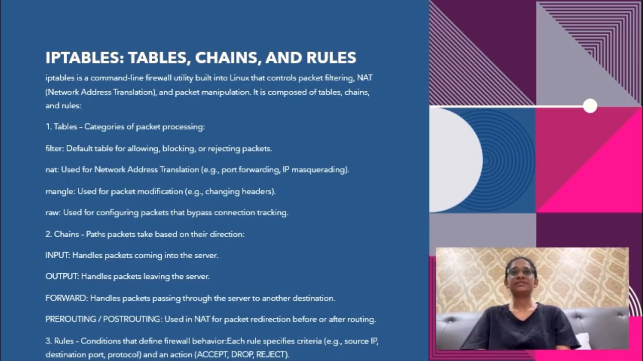Second, chains, the paths packets take based on their direction. Input handles packets coming into the server. Output handles packets leaving the server. Forward handles packets passing through the server to another destination. Pre-routing or post-routing used in NAT for packet redirection before or after routing. Third, rules, conditions that define firewall behavior. Each rule specifies criteria, for example, source IP, destination port, protocol, and an action, for example, accept, drop, and reject.